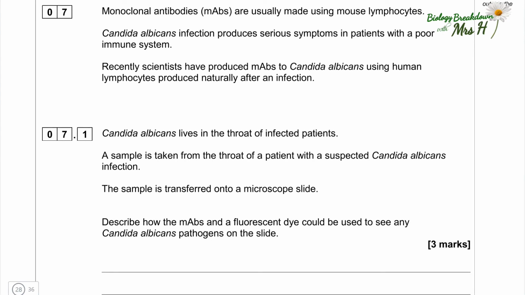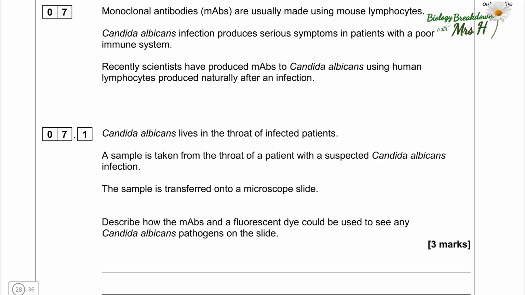Monoclonal antibodies are usually made using mouse lymphocytes. Notice that they have put monoclonal antibodies as an abbreviation, so you're free to use that in your answer if you wish to. Candida albicans infection produces serious symptoms in patients with a poor immune system. Recently, scientists have produced monoclonal antibodies to Candida albicans using human lymphocytes produced naturally after an infection. Candida albicans lives in the throat of infected patients. A sample is taken from the throat of the patient with suspected Candida albicans infection. The sample is transferred onto a microscope slide.